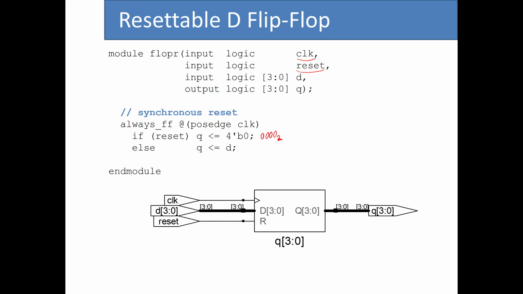But now let's say we want to create an asynchronous resettable flip-flop. One thing you might guess should be changed is that the sensitivity list now should include the reset signal as well, right? Because for the asynchronous resettable flip-flop, as soon as the reset signal becomes 1, we want to do the reset. We don't want to wait for the clock.